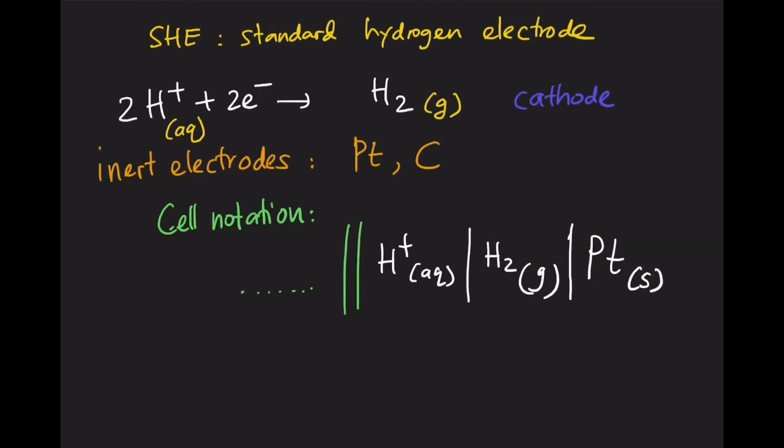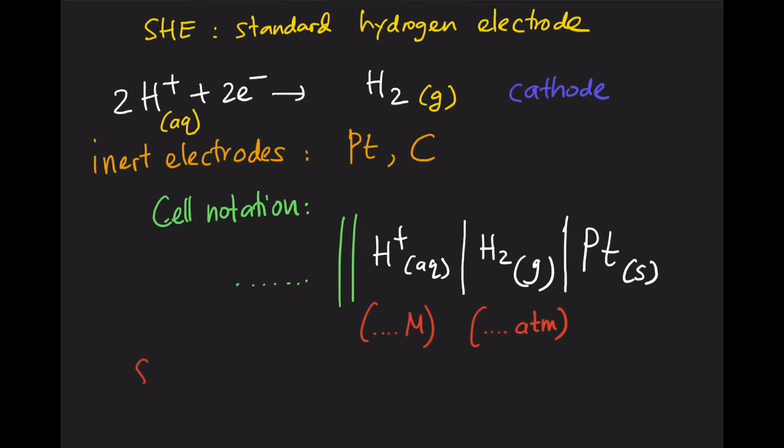In a lot of cases, you will see that aqueous system will be completed with its concentration, so something molar, and the gas system will be completed with its pressure, so something atm. Now, we will talk about a standard condition in which every aqueous system has the concentration of 1 molar, and then every gas system will have a pressure of 1 atm. This is what we call a standard condition.